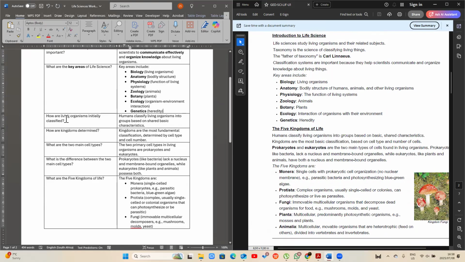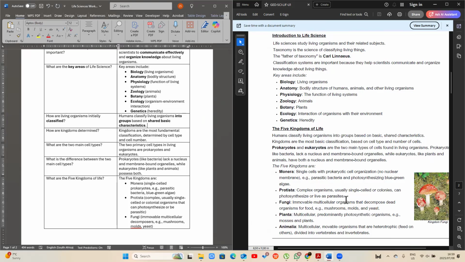Next, we have to take a look at how living organisms are initially classified. Humans classify living organisms into groups based off of shared basic characteristics. What this means is we take a look at specific determinants that will allow us to put living organisms into the same group. And that's where the next question comes in, kingdoms. How are they being determined?